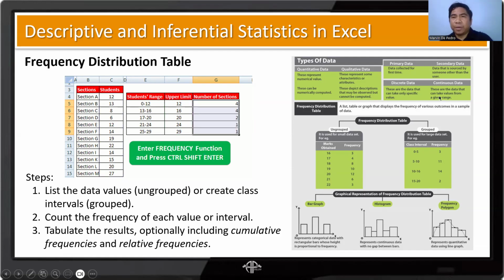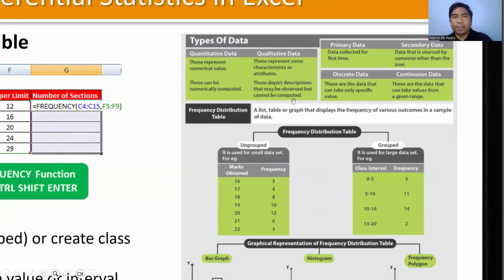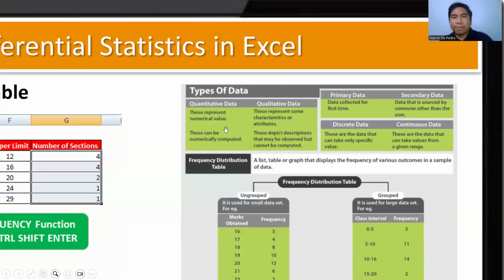Also, it's important to know what data you are handling. Remember, we have quantitative and qualitative. Our data can also be classified as either primary or secondary, discrete or continuous. Of course, categorical or numerical. Mostly quantitative data are numerical and qualitative data are categorical in most cases.